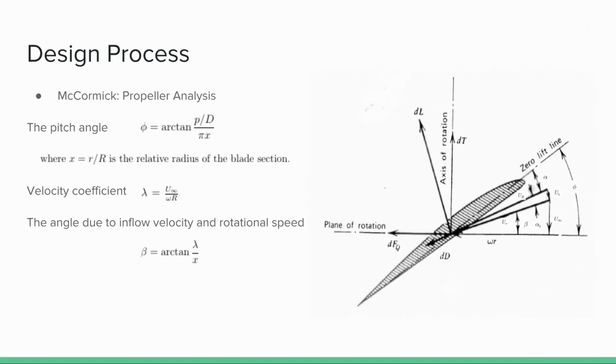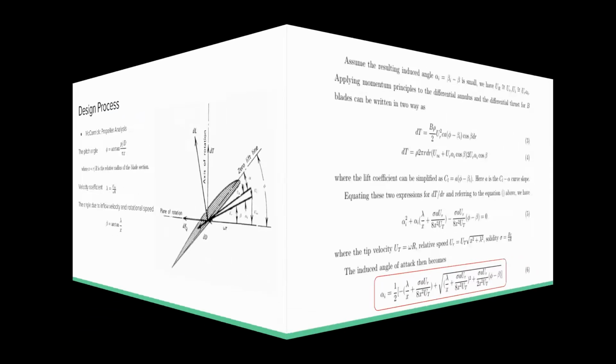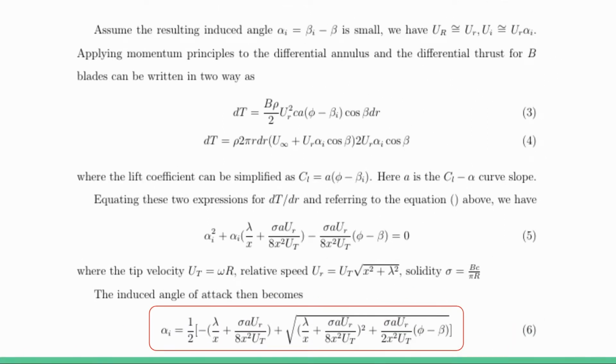After the airfoil selection, we began with the design process. We used the McCormick method, which is based on the blade element momentum theory, but it's a little bit different. We assume that it's a constant pitch and a constant chord length, and then we begin all those calculations and manipulation of the formulas.